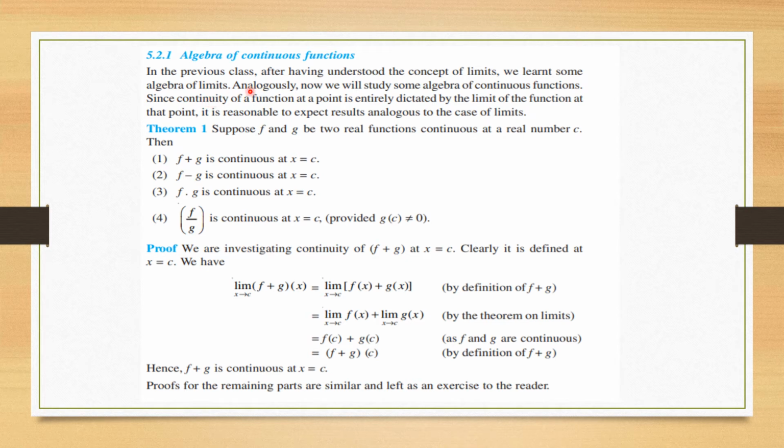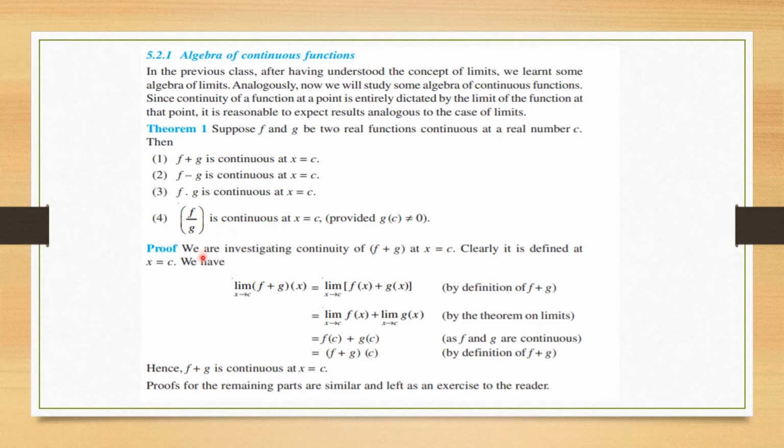What is the algebra of continuous functions saying? Suppose f and g are two real functions continuous at a real number c, then their sum is also continuous, their difference is also continuous at that point, their product is also continuous, and f upon g, meaning their division, is also continuous provided g is not equal to 0.